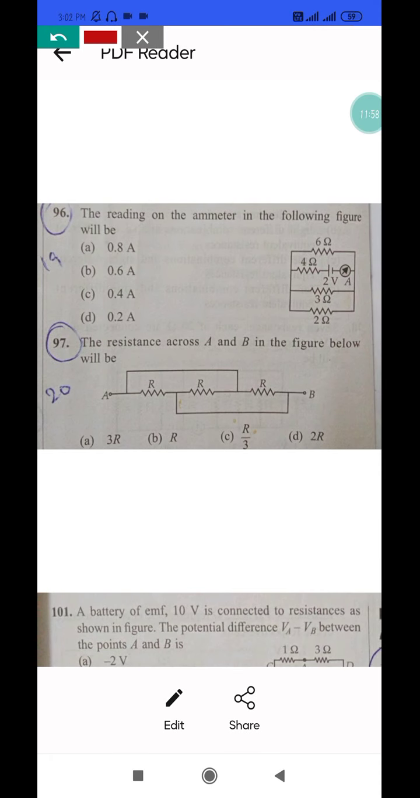So the resistance across A and B will be, right? Now we have to see which are all in series and which are all in parallel. Since only 3 resistances are given here, but by looking carefully, we can see that these 3 are connected in parallel connection.